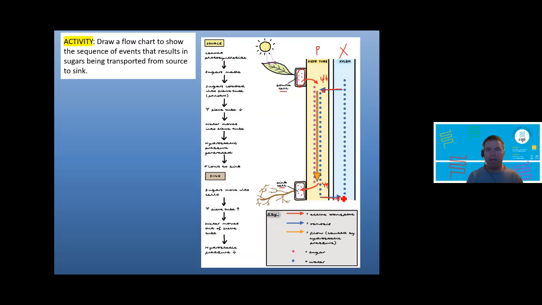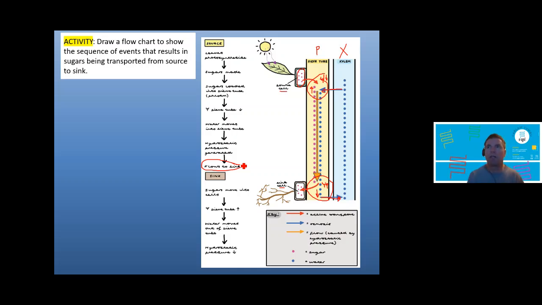That reduces the hydrostatic pressure in this area here, so it's lower in that area. It is higher by the source cell. Because you've got high pressure by the source cell and low pressure by the sink cell, we get this flow, this mass flow of sugars, amino acids, and the solution they're dissolved in, from source to sink. Now that flow chart is well worth taking some time to process for yourselves and to learn.